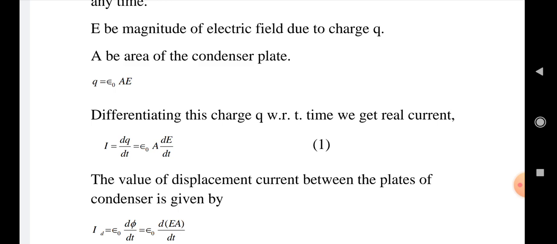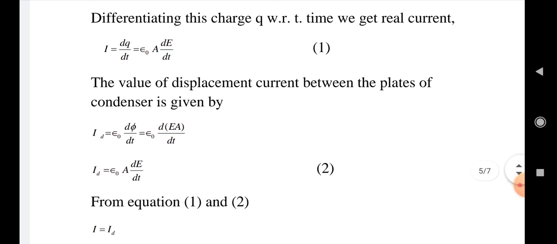Now consider equation number 1. The value of displacement current between the plates of the condenser is given by ID equal to epsilon 0 del phi by del t, since displacement current is nothing but epsilon 0 times the rate of change of electric flux. Phi is the electric flux, calculated from electric field and area, so ID is equal to epsilon 0 A dE by dt.